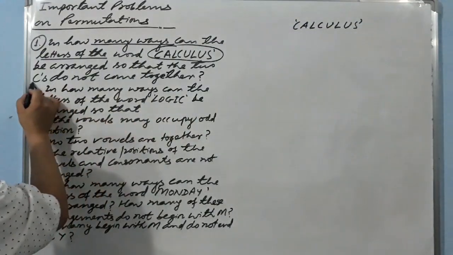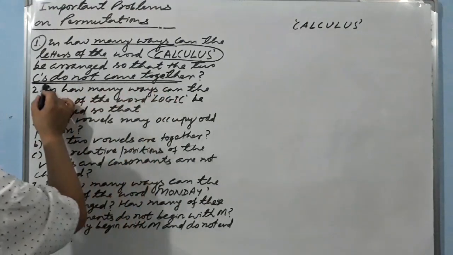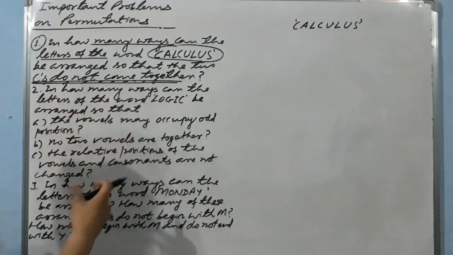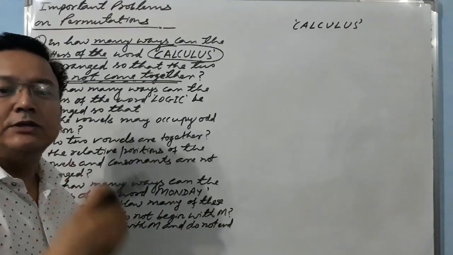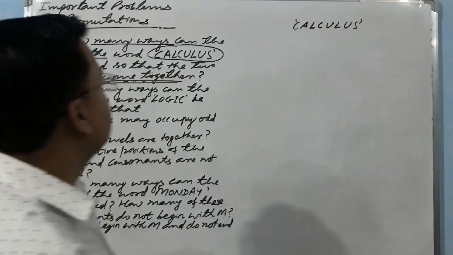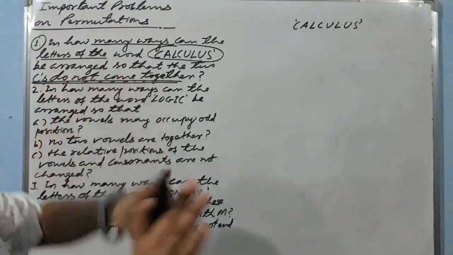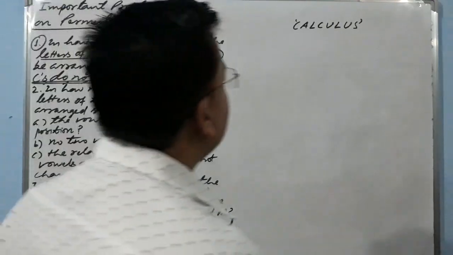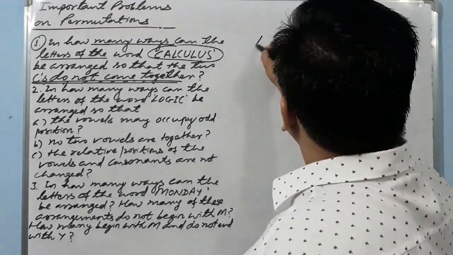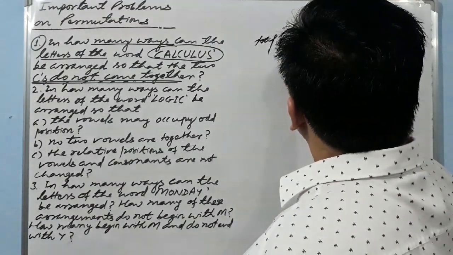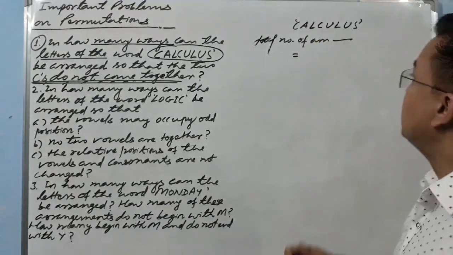Here is also one more condition: two C's do not come together. Firstly, we will find the number of arrangements in which two C's come together. And then in how many ways can the letters of the word be arranged so that two C's do not come together. So let's firstly find the total number of arrangements.